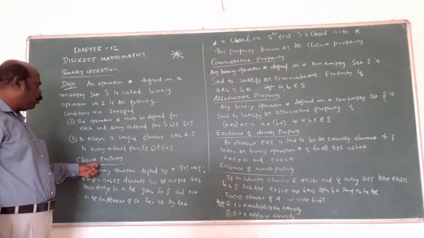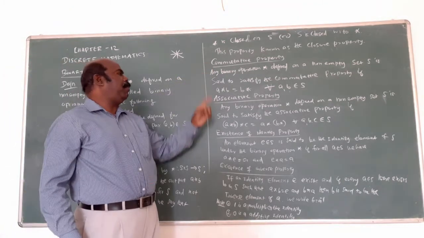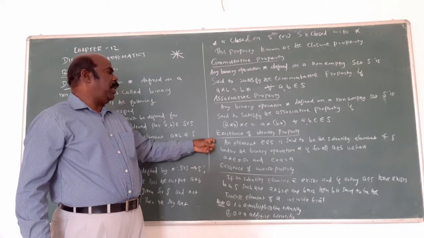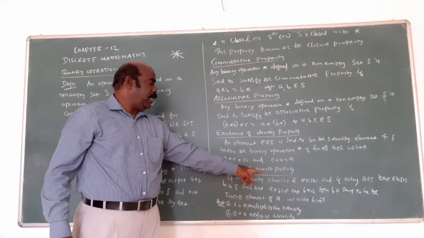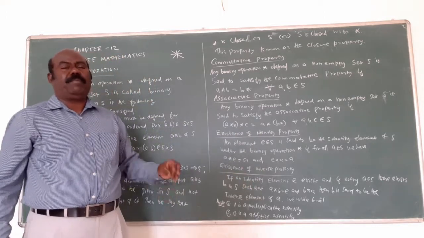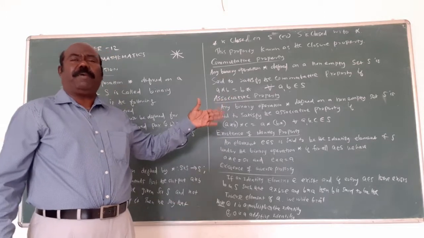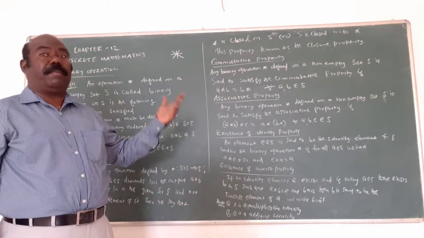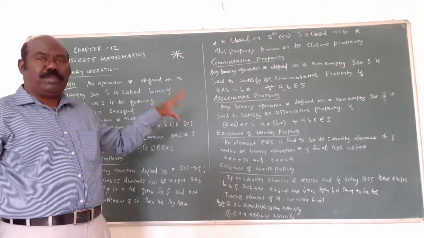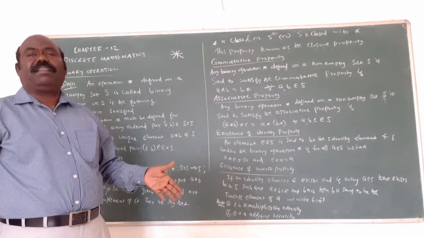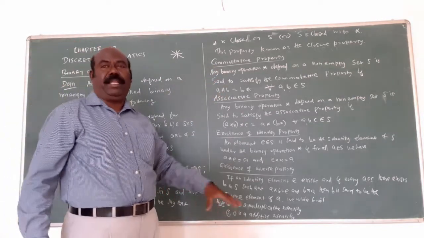This is an important concept: closure property, commutative property, associative property, identity property, inverse property. In some questions, only 3 properties are mentioned. In some, all the properties are mentioned. You must follow these properties. The first stage is to check all the properties using this approach only.